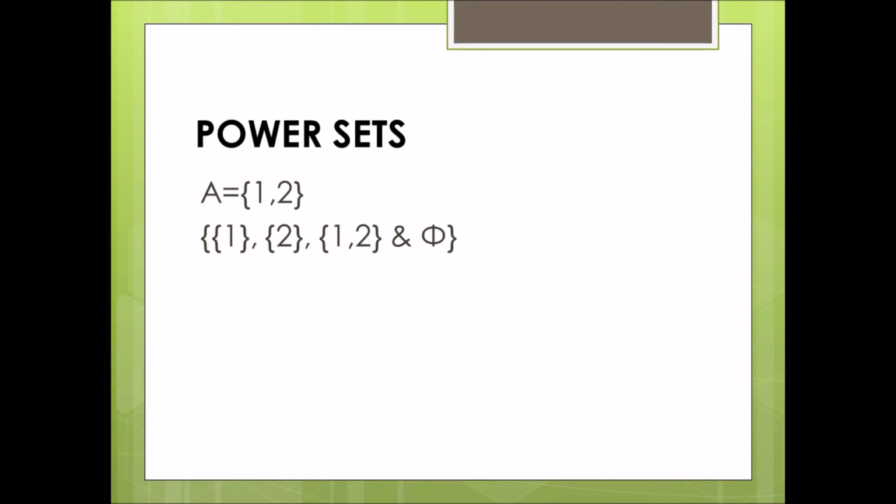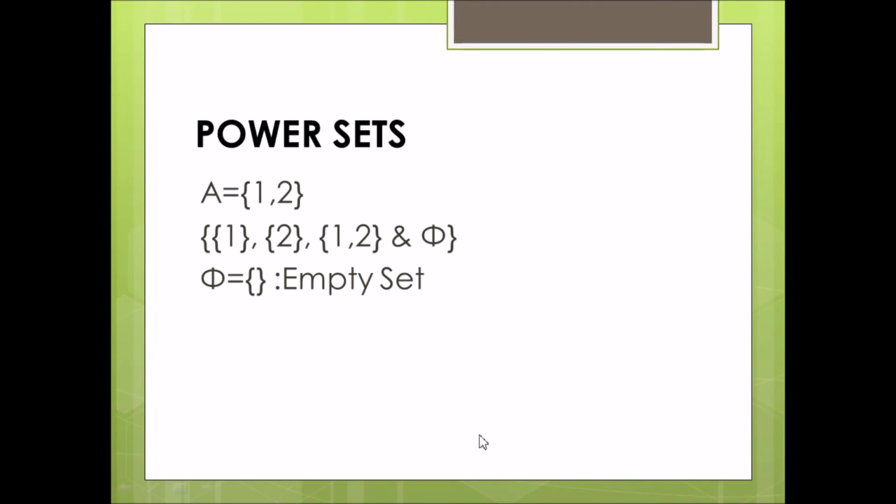1 belongs to A, therefore it is present in its power set. 2 also is present in A. The whole set {1, 2} is also present, and the special symbol is called phi, which denotes nothing but an empty set. An empty set is just a set which does not contain any element. We can represent it by using two curly braces, or using this Greek symbol phi, and both of them denote the empty set.